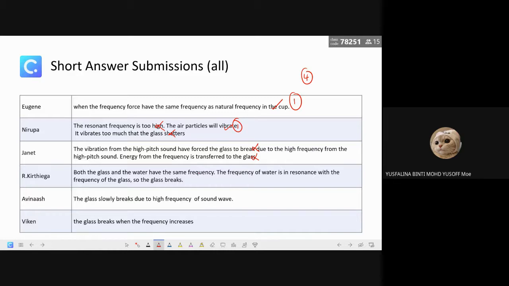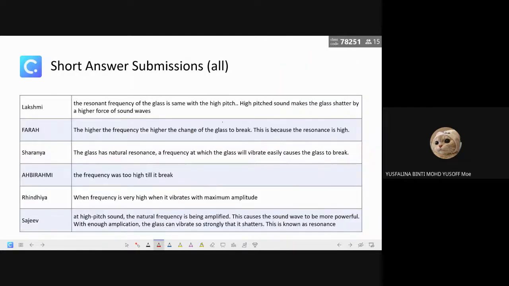Both of the glass have the same frequency, so the frequency of the water is in resonance with the frequency. Okay, so for this one I will give 2 marks. The high frequency, no. Frequency increase, no. Okay, so the resonant frequency is same as with the high pitch. It's not pitch, it's actually same as the frequency of sound.